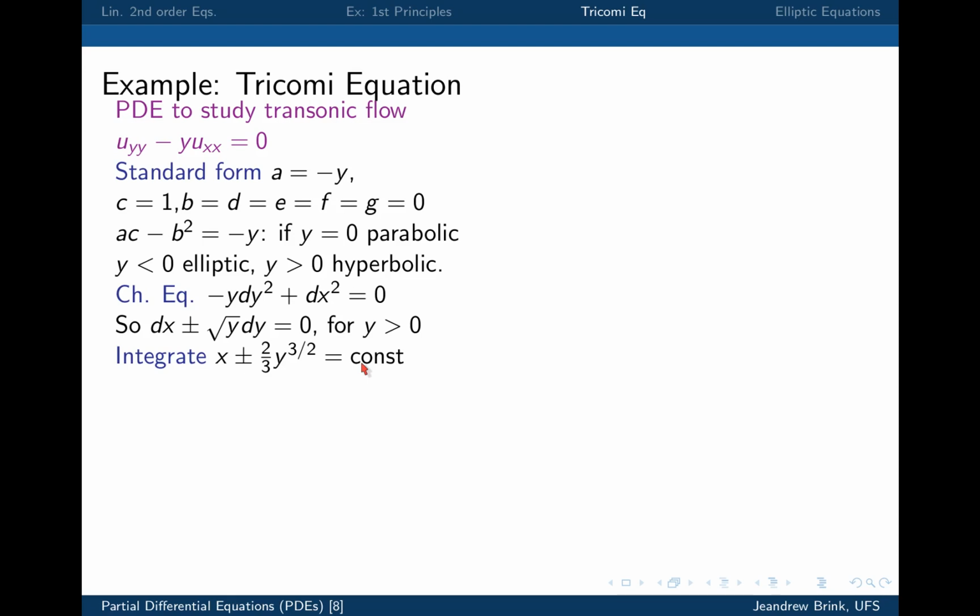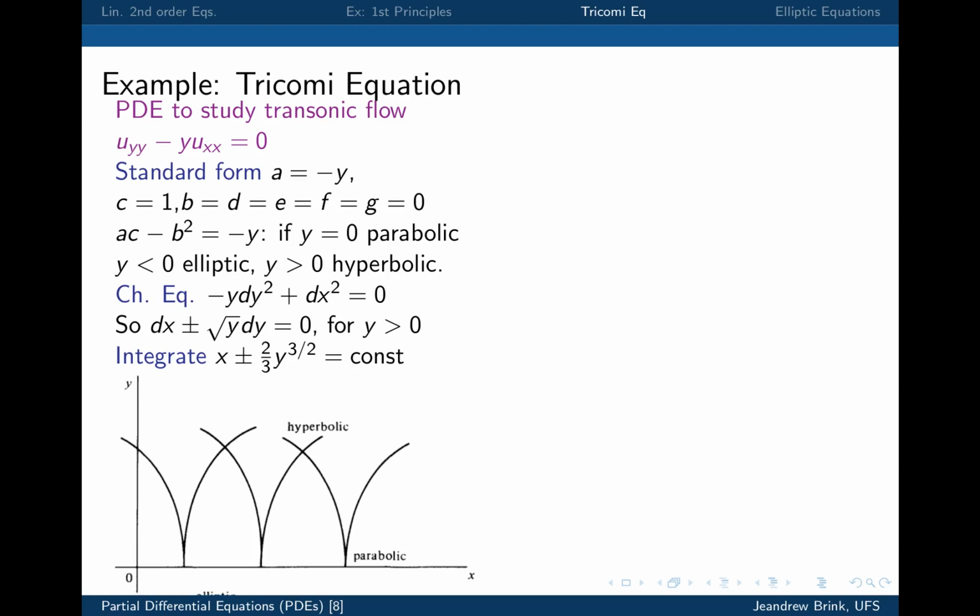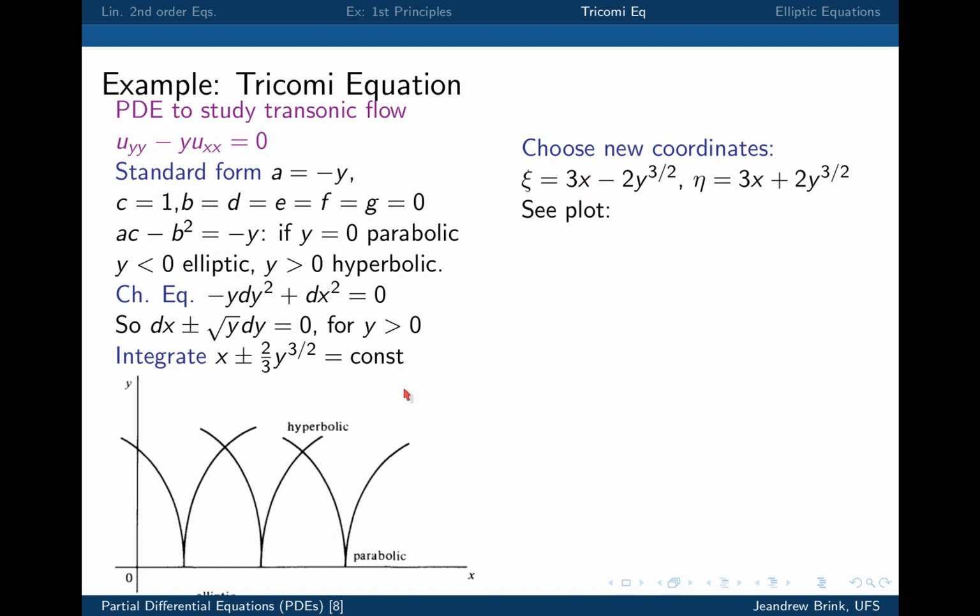Okay, so we've integrated it, and I just wanted to show you this picture. If you plot this, x equals plus or minus 2 over 3 y to the 3 over 2, you have two branches, and you get curves like this. So our new coordinates we're going to choose to be, xi, multiplied through by 3, x minus 2y to the 3 over 2, and the other one, eta, is just going to be the plus branch. Those new coordinates are plotted over here. In some sense, the new coordinates are the implicit forms of the characteristic lines.